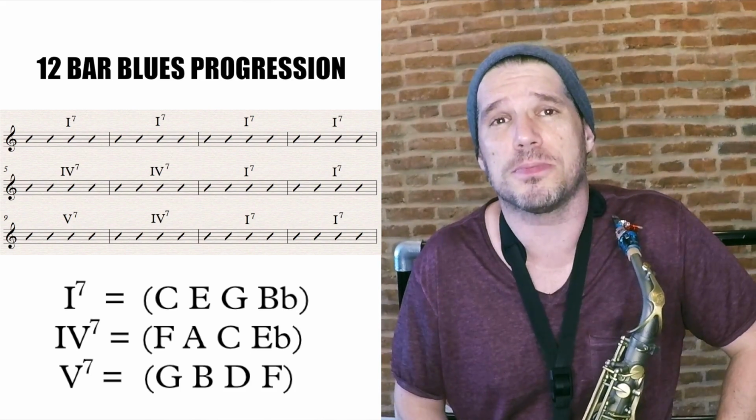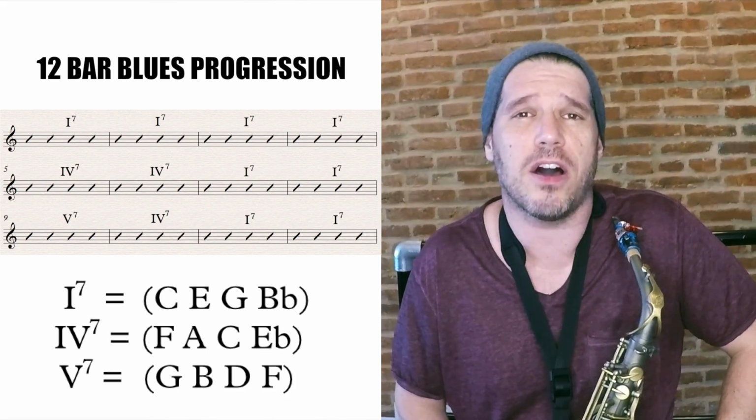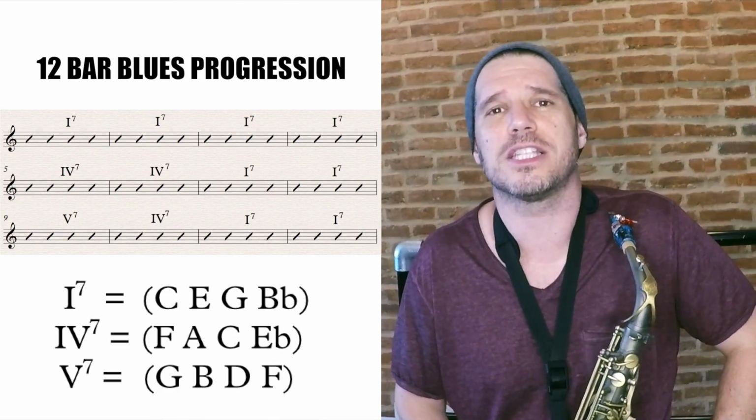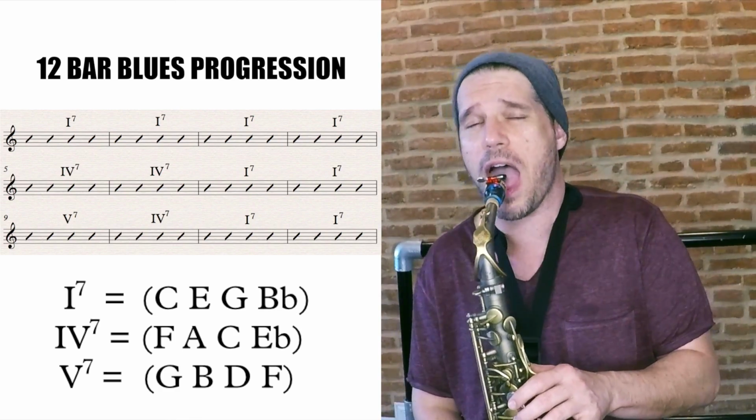So that is your blues progression in the key of C on the alto saxophone or E flat concert. Let's listen to the whole thing. 1, 2, ready, go.